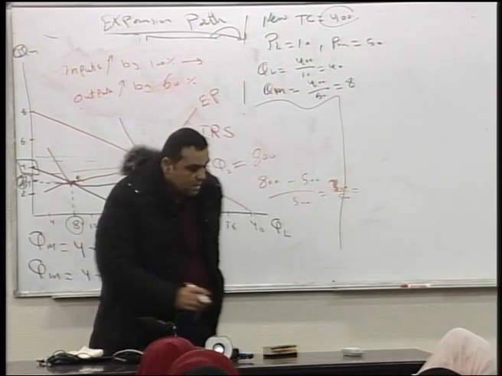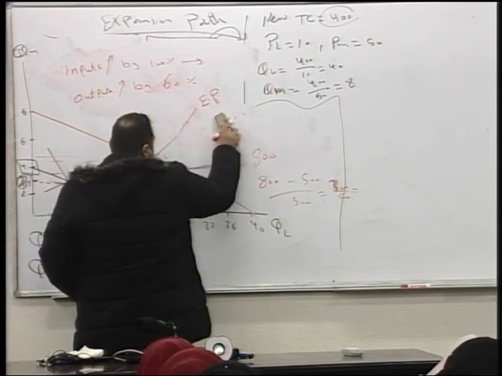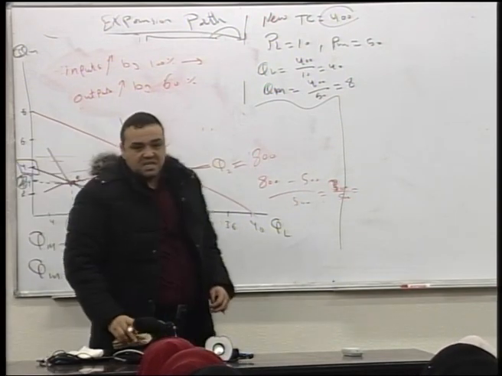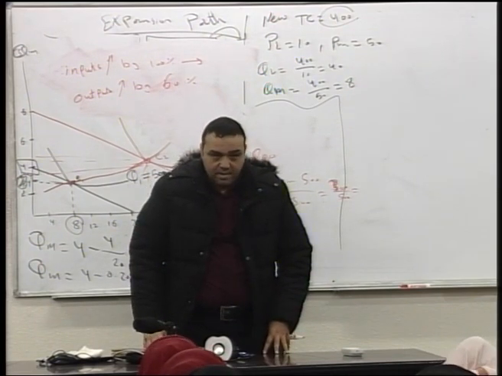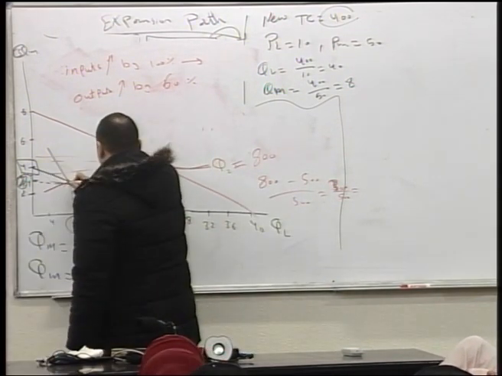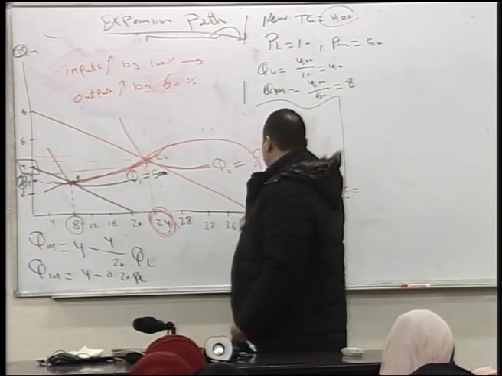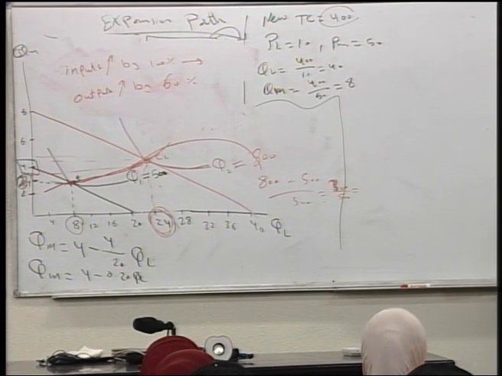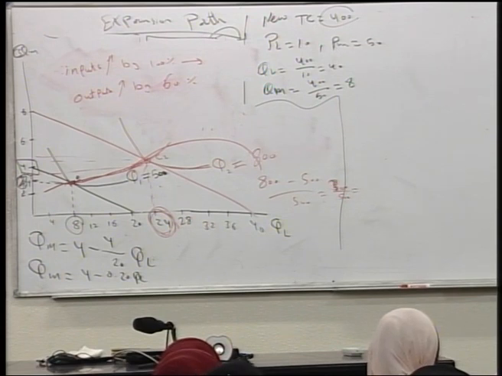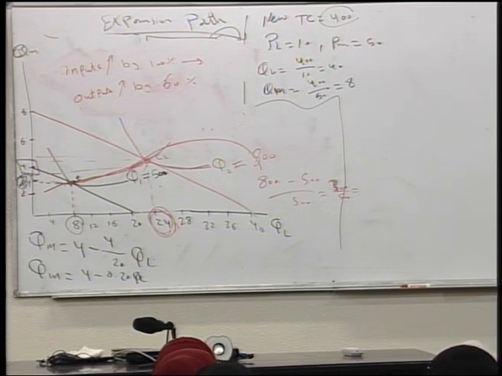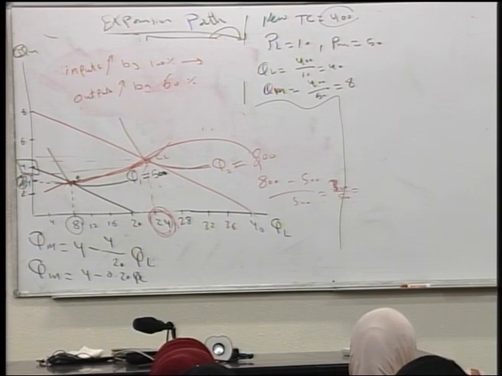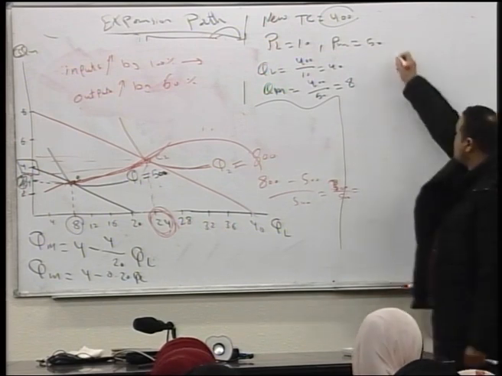So here we are talking about decreasing returns to scale. And the expansion path line will be drawn like this here. Here is decreasing returns to scale, EP. The increasing returns to scale should be like this.